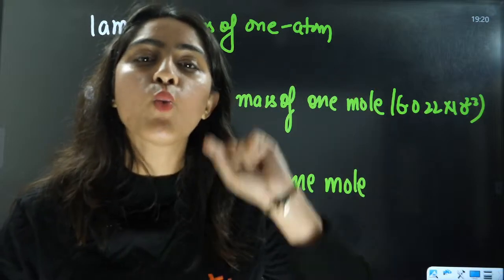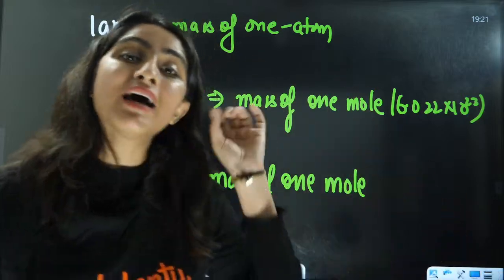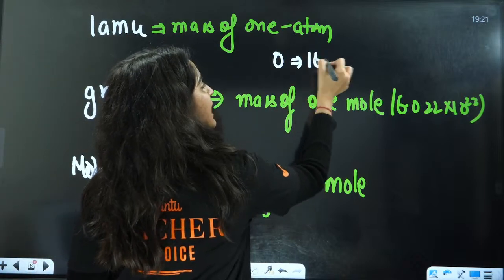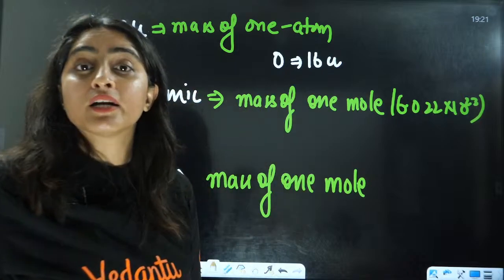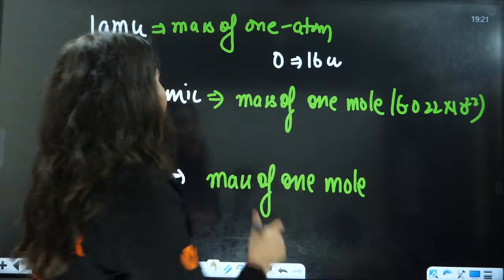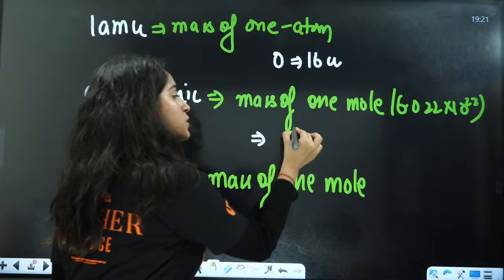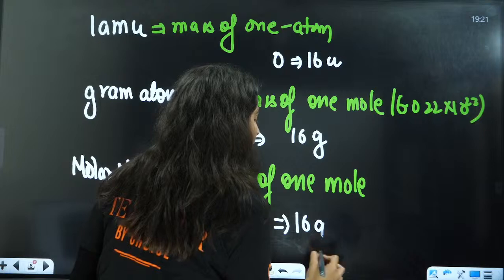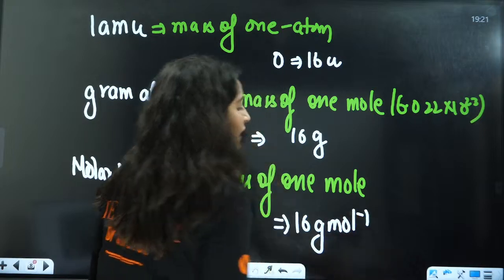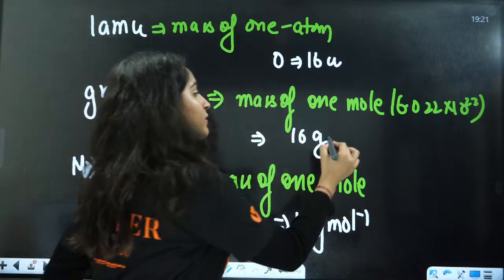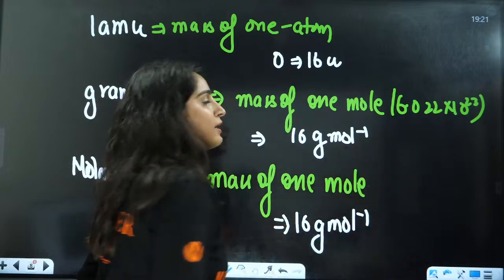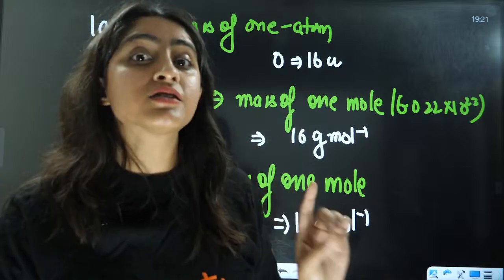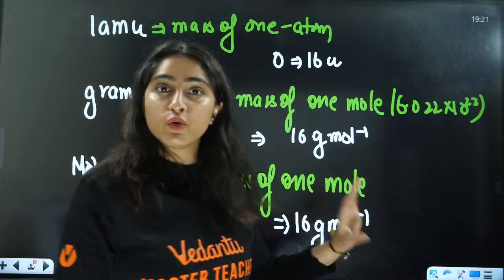Okay, and here if we talk about the difference, the numerical value is the same. One oxygen atom will have mass equal to 16 U. Here we represent it by U. And for gram atomic mass, this will be 16 gram, and for molar mass it will be 16 gram per mole. That is the difference only. Here also we can write gram per mole. The numerical value will be the same. There will be difference in the units.